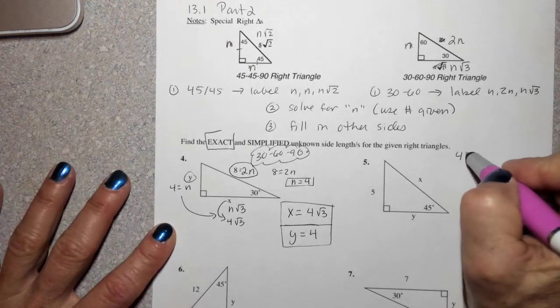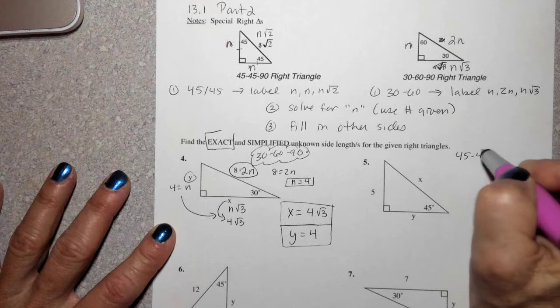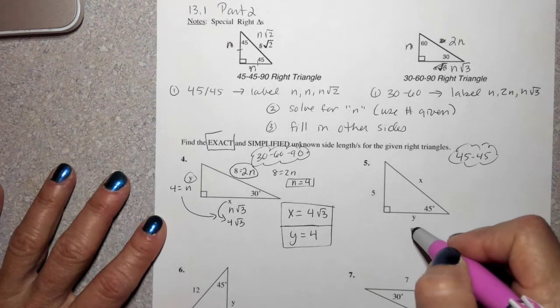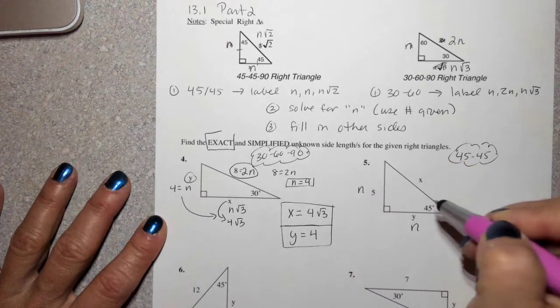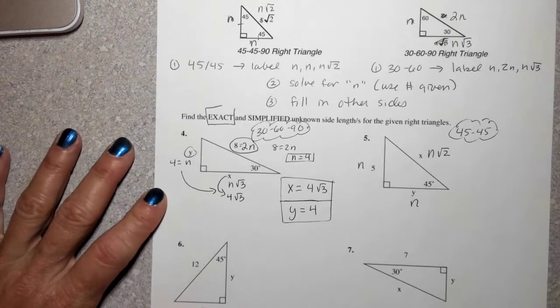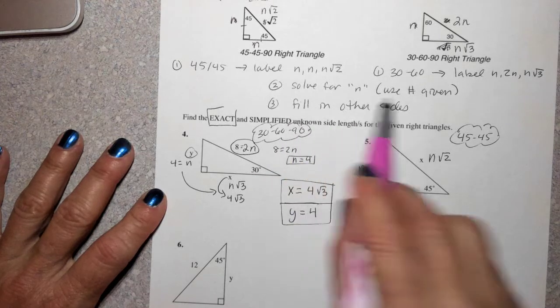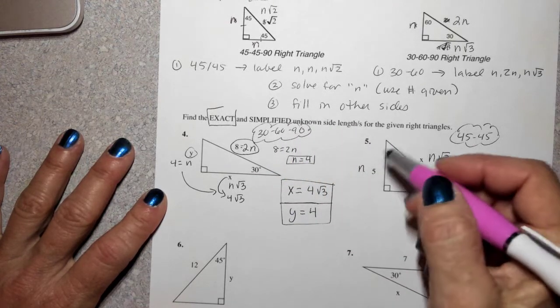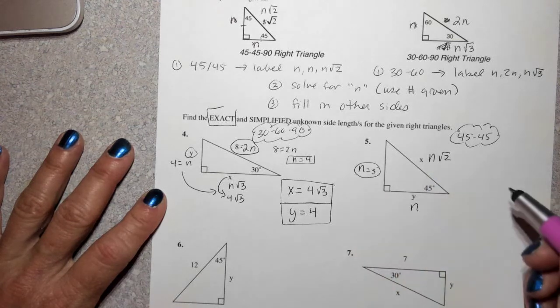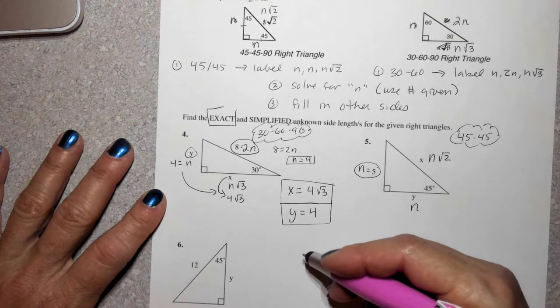So I think, okay, this is a 45-45. What's the relationship with those? I need to label the two legs as n's, and then the other side is n root 2. Then I'm supposed to solve for n. Well, using the number given, I don't really have to solve because the number they gave me is 5. That is the n side.